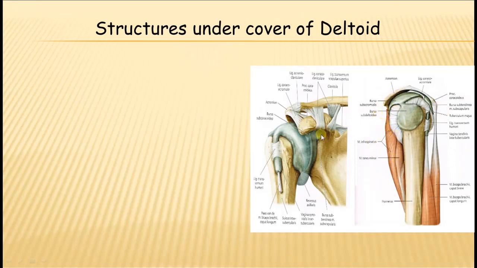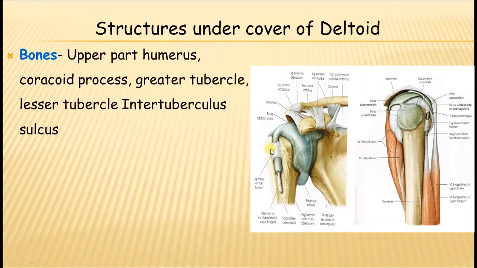If you remove the deltoid, you will be able to see the shoulder joint. So the head of the humerus and the glenoid fossa are under the cover of deltoid. Then the coracoid process is under the cover of deltoid. The greater tubercle and the lesser tubercle of the humerus are under the cover of deltoid. Naturally, between these two tubercles, the intertubercular sulcus also is under the cover of deltoid. So the head, the two tubercles, and the upper part of the shaft, that is the upper 1 to 2 centimeters of the shaft, are under cover of the deltoid muscle.